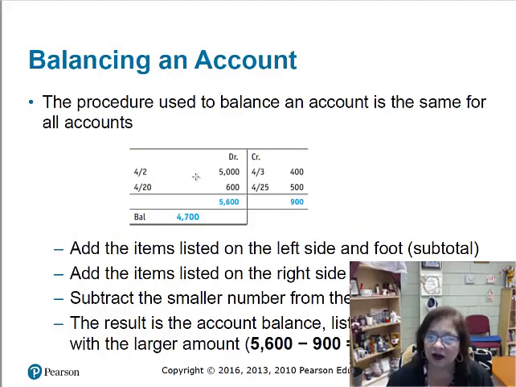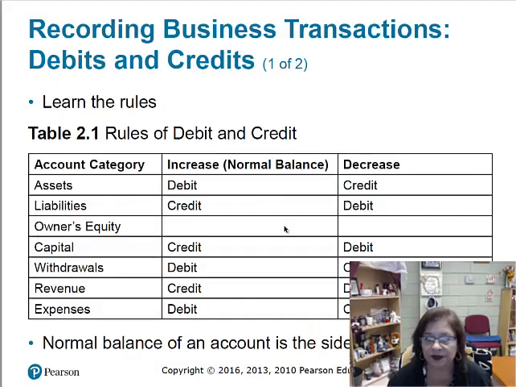So when we're balancing an account, let's say that this is our cash account. On the 2nd of April, we went ahead and took $5,000. We debited it, put it in. Then on the 3rd, we took money out. We're recording it. Then on the 20th, we put money in. Then on the 25th, we took money out. We total the debits, $5,600. We total the credits, $900. Then we subtract the credit from the debit for the cash account, and our balance provides us $4,700 that we have at the end of the month, okay? Simple, easy peasy.